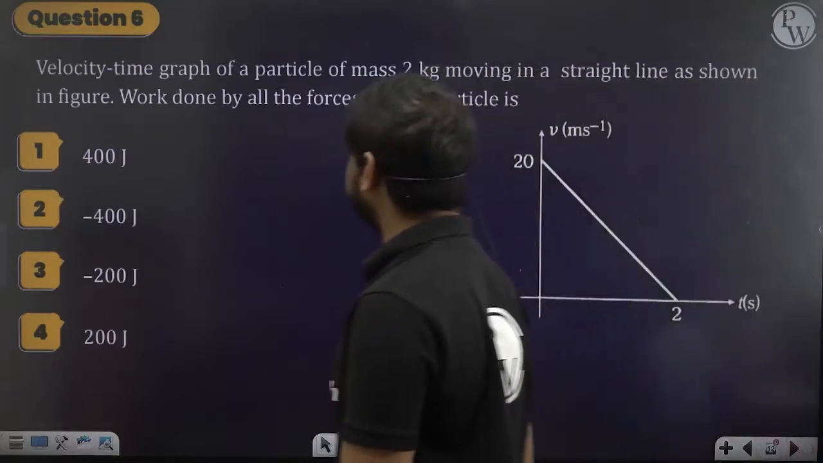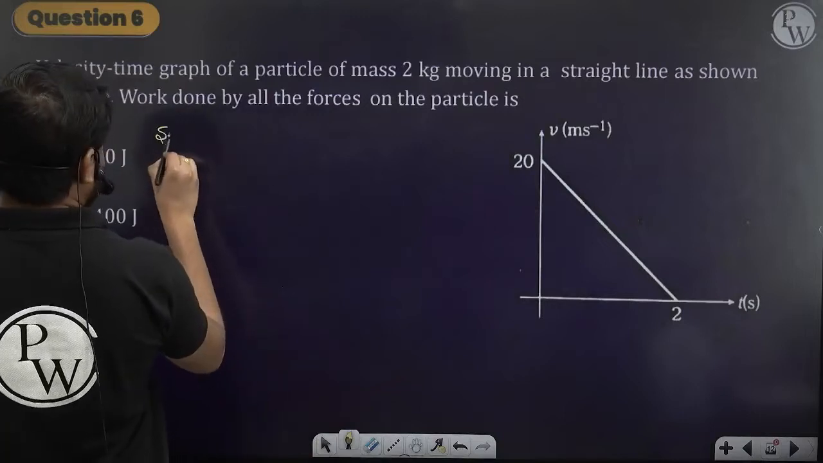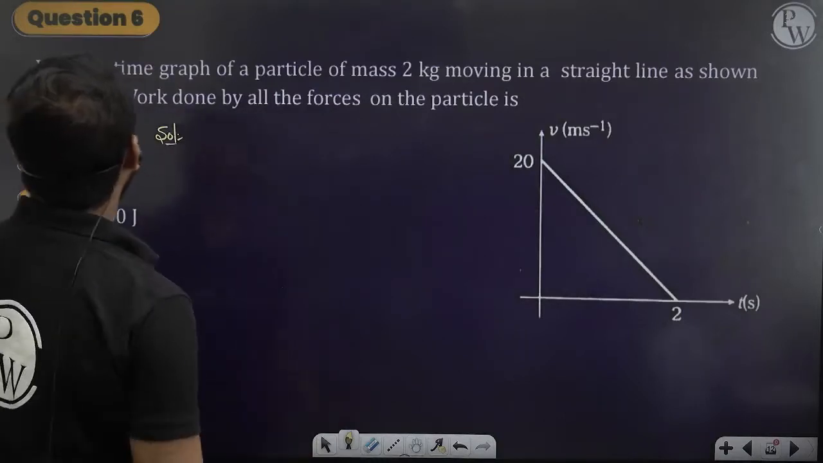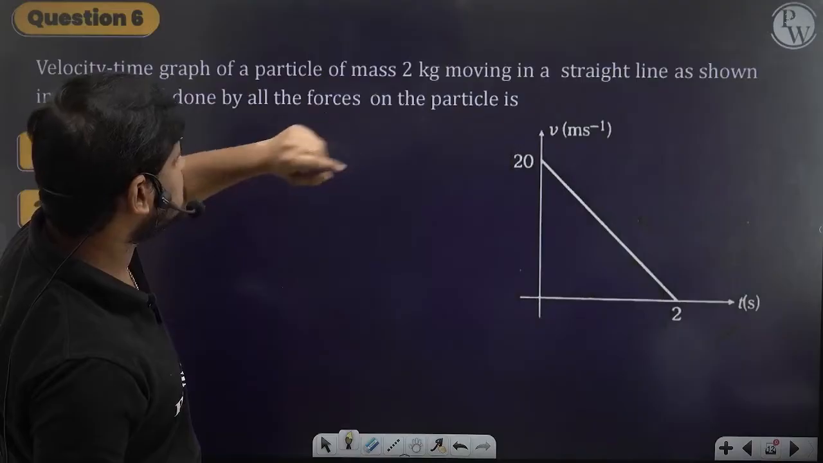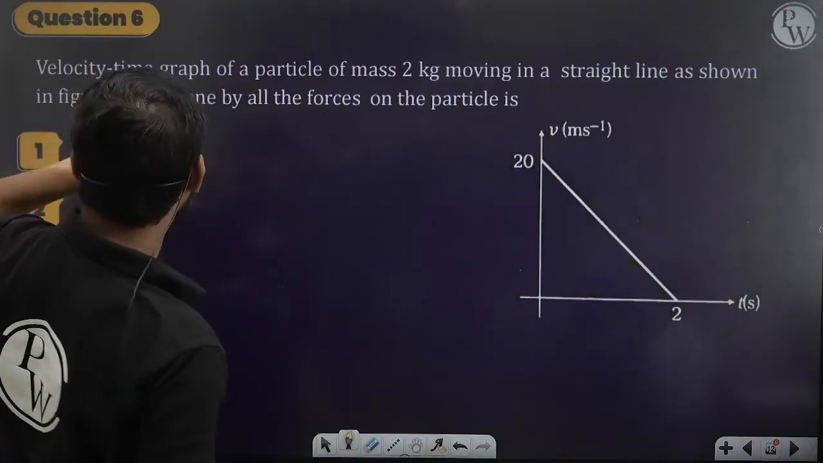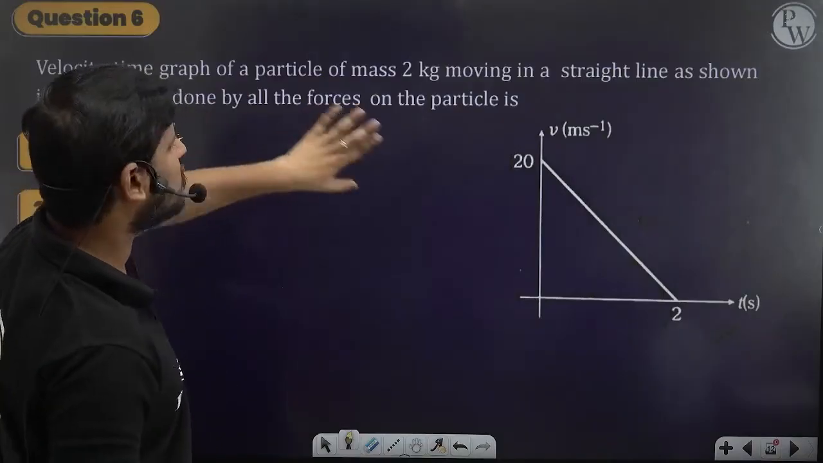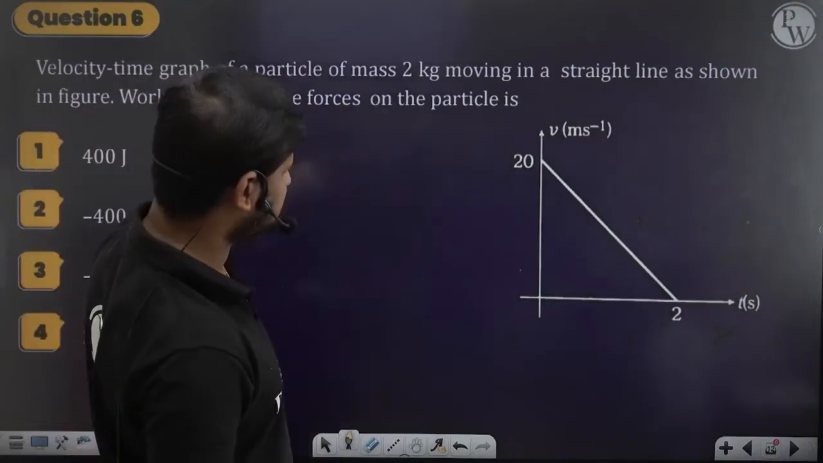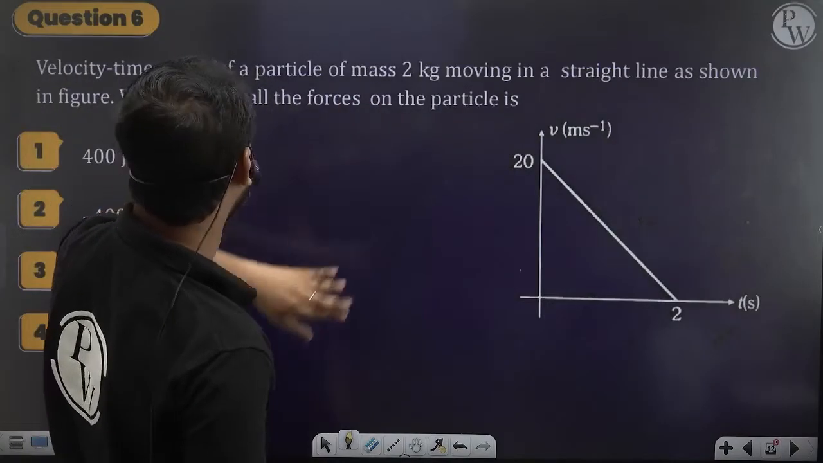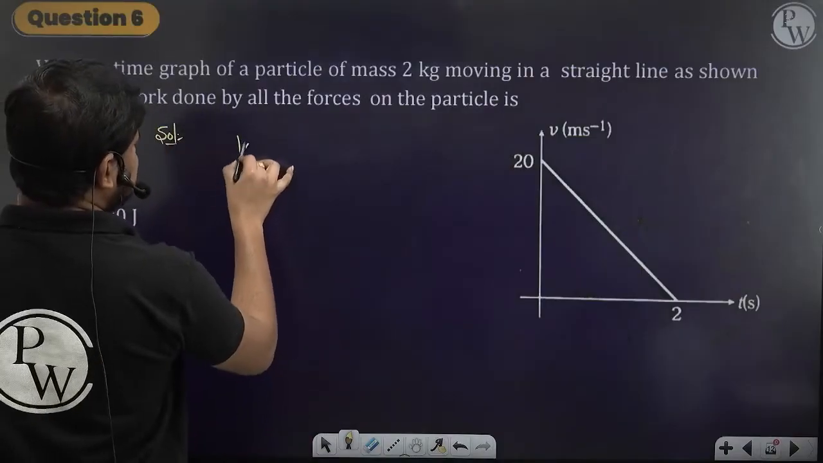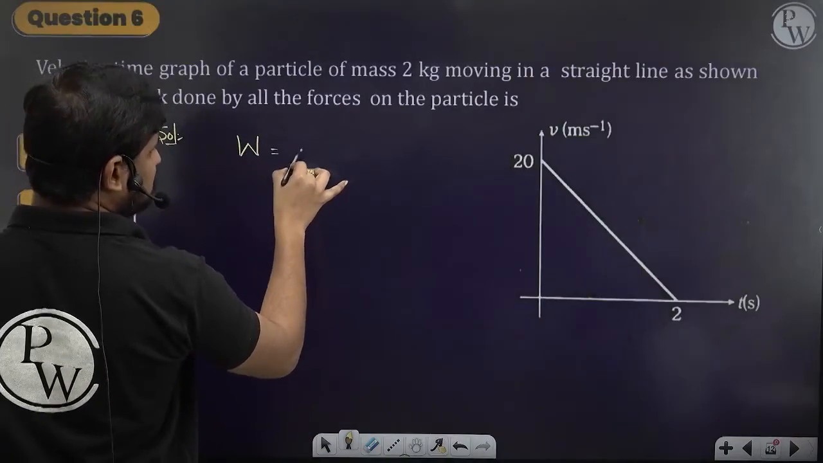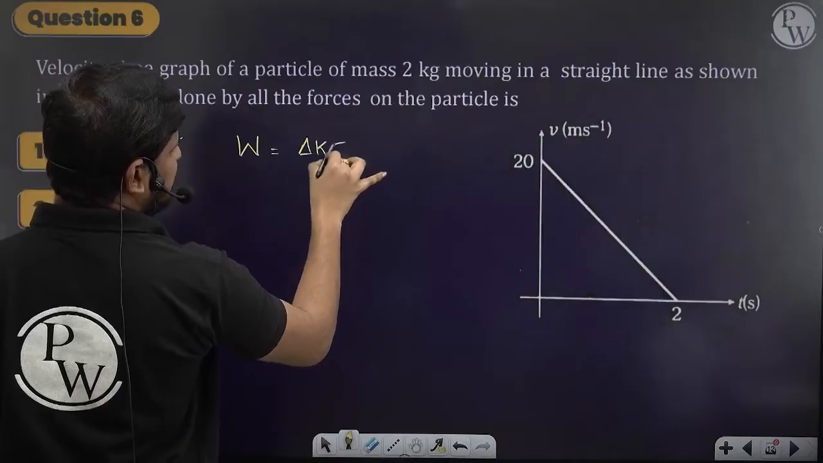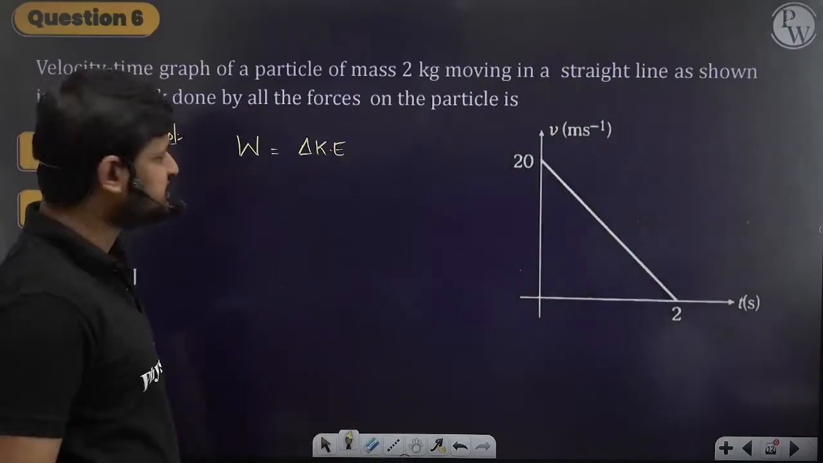So let's go for the next question. Question number 6, what does the question say? See here, guys. Velocity-time graph of a mass of 2 kg moving in a straight line is shown in the figure. Find the work done by all the forces on the particle. See here, they did not give the force, so they are asking us to find the work done. In such cases, you can simply use: the work done is equal to the change in kinetic energy.